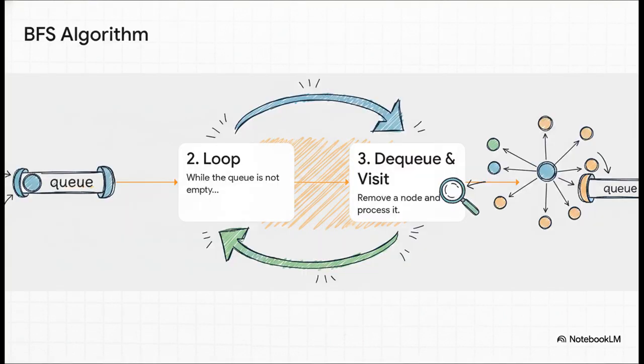So how does it work? It's all about the queue. You start by adding your starting point to the queue. Then you just loop. As long as the queue isn't empty, you dequeue a node, process it, and then add all of its neighbors that you haven't visited yet to the back of the queue. You just do this over and over until the queue is empty.